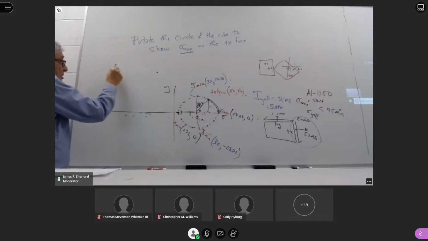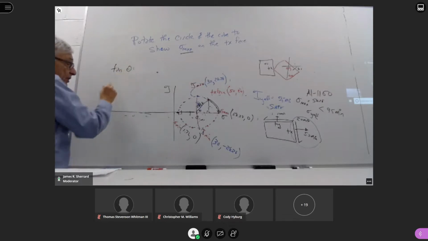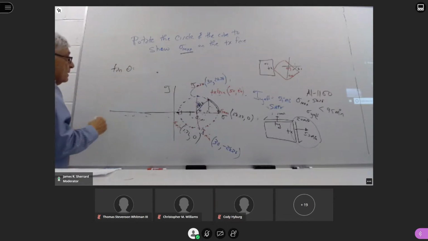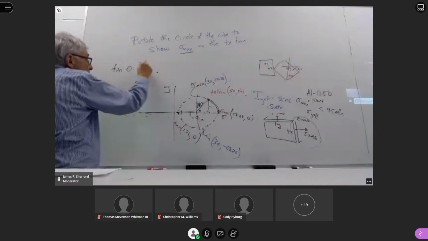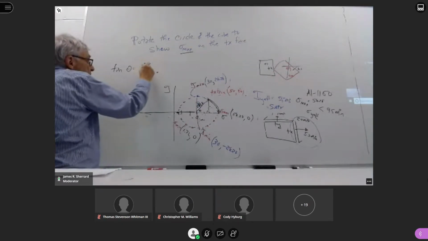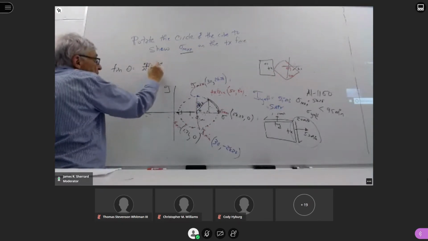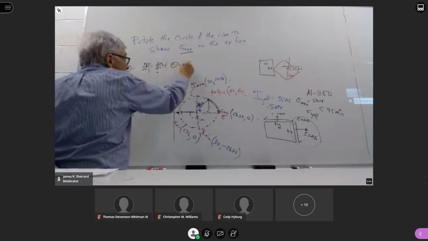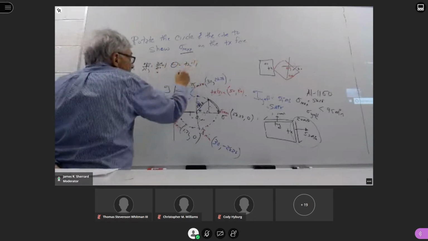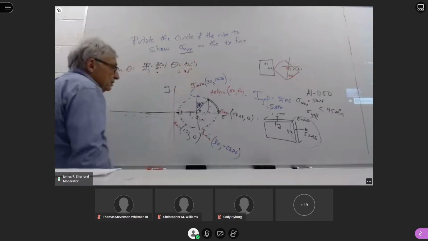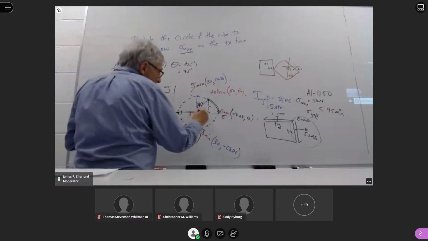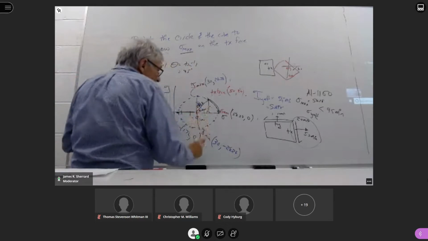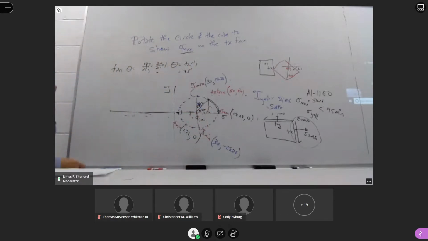So I know the tangent of theta is equal to the opposite over the adjacent, which is equal to 20 over 20, which is equal to 1. So theta is equal to the inverse tangent of 1, which is 45 degrees. So I know this value in here is 45 degrees.